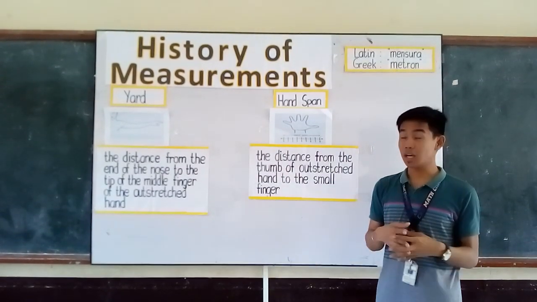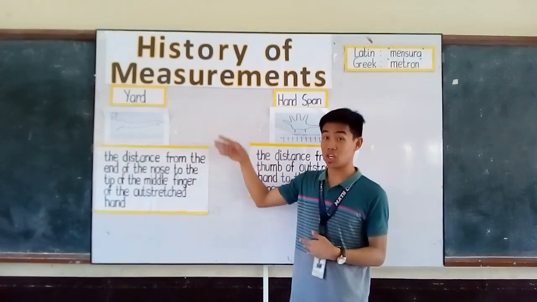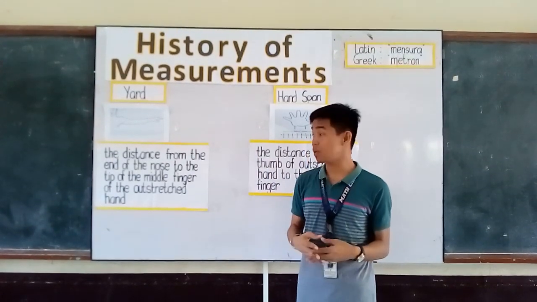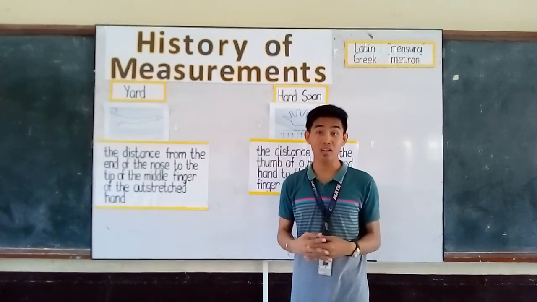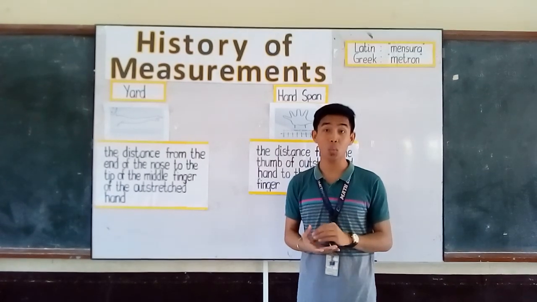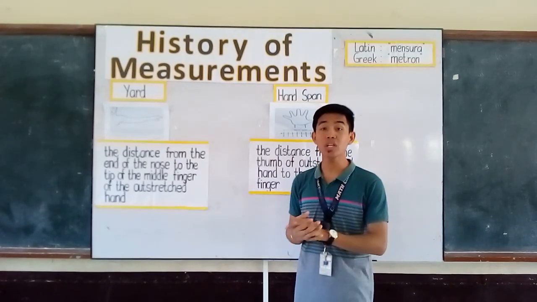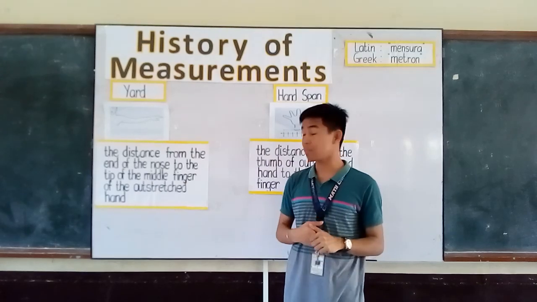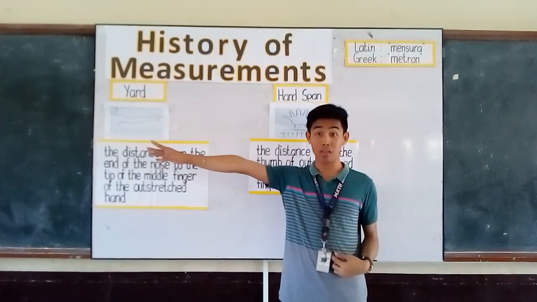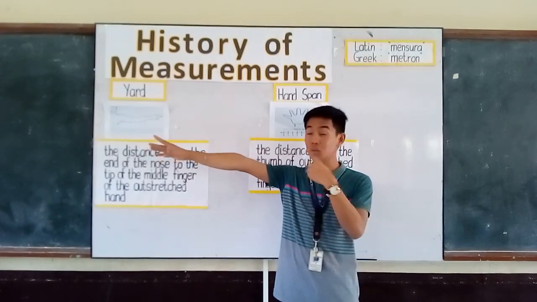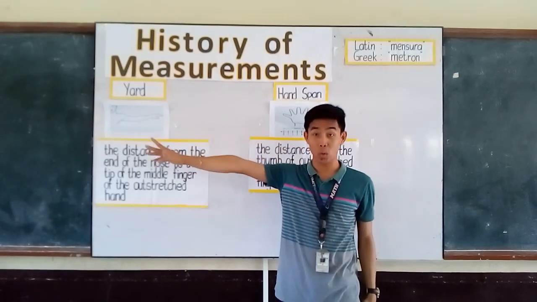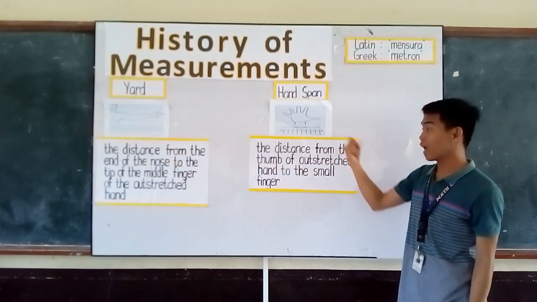I have here some examples. The first is the yard. The yard is the distance from the end of the nose to the tip of the middle finger of the outstretched hand. The yard was standardized by King Henry I of England during the 1200 AD. So from the tip of the nose to the tip of the middle finger of the outstretched hand, that's 1 yard.